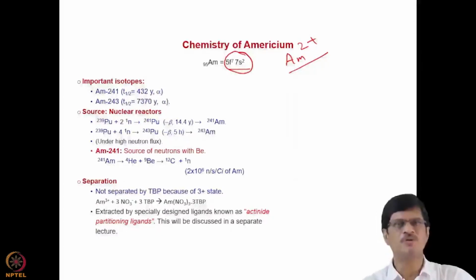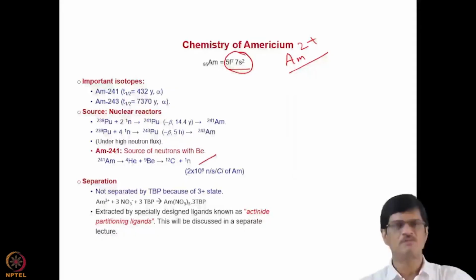Important isotopes of americium are americium 241, which has a half-life of 432 years and is an alpha emitter. It also has a characteristic 60 keV gamma ray. Americium 243 has a half-life of 7370 years. It is used mostly for studies where the radiolysis possibilities are to be lesser than that of americium 241. Source of americium is already discussed, so I will not mention it further. Americium 241 is used as a neutron source along with beryllium. It is called the americium beryllium source. The reaction is given here.